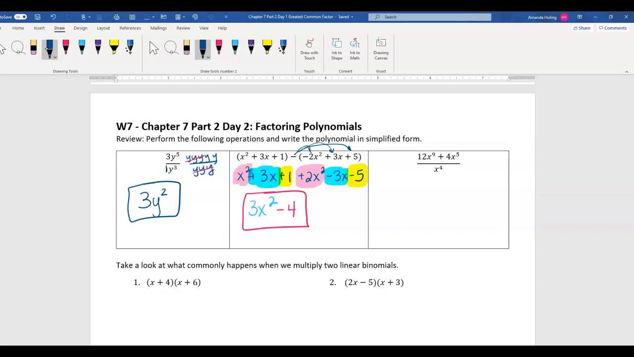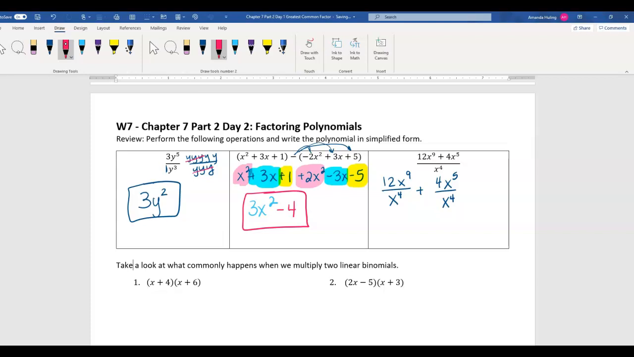Now, box 3 is something that we haven't done in a while and you might not have done ever. We have a binomial on top divided by a monomial. Now what's important to note is that I cannot just cancel this x to the fourth with this x to the ninth. This x to the fourth belongs to both of these terms. So what we're going to go ahead and do is we're going to write this out as 12x to the ninth over x to the fourth plus 4x to the fifth over x to the fourth. Because remember when we add fractions, we only add the numerator and the denominator is along for the ride.